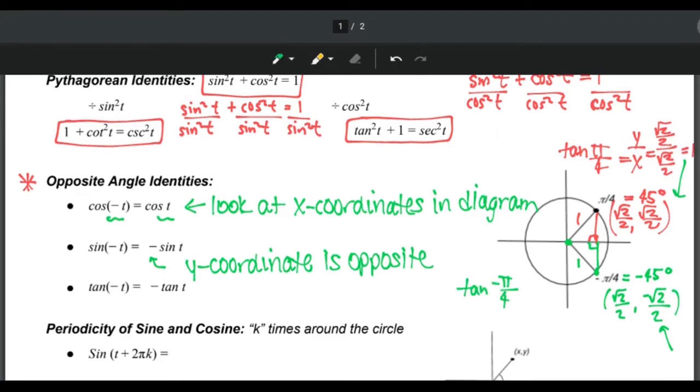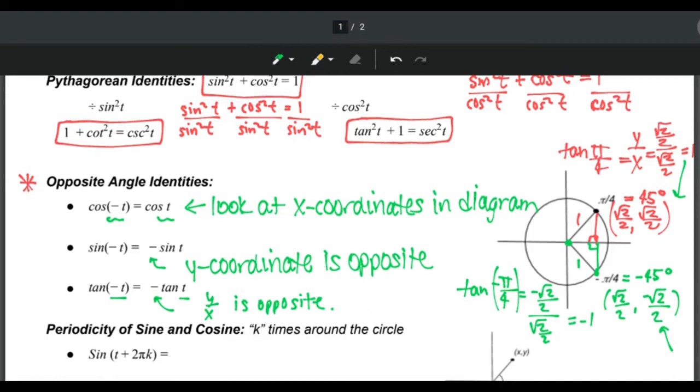Then if we were to calculate tangent of negative pi over 4, that would give us negative root 2 over 2 over root 2 over 2, which would give us negative 1. So notice that the tangents of angles that are opposites of one another are also opposite of one another. So the angle is opposite and the tangent is opposite. So we would say that the ratio of y over x is the opposite.